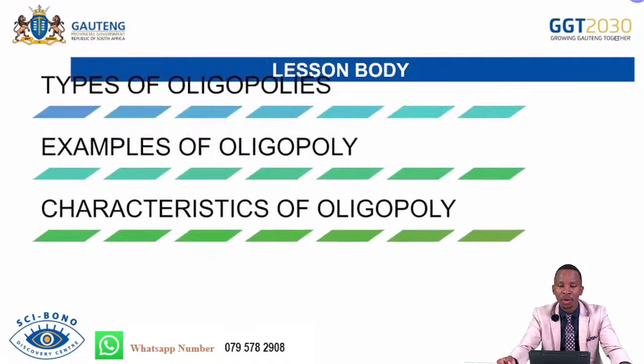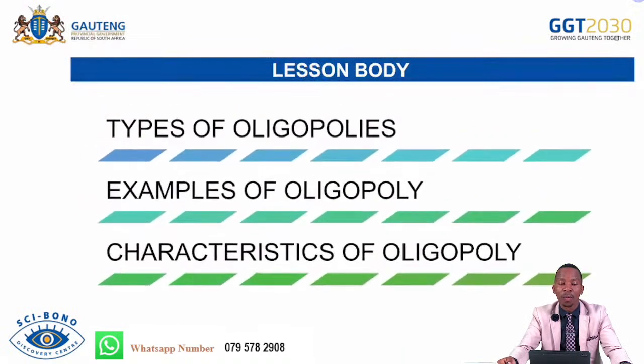So this is the body or the structure of our lesson. What will be discussed? Types of oligopolies will be explained. Examples of oligopoly will be explained. Characteristics will be explained. And then our lesson is divided into different parts. The first part is all about these types, examples, and characteristics. And the second part will be about something else, which will also be elaborated.